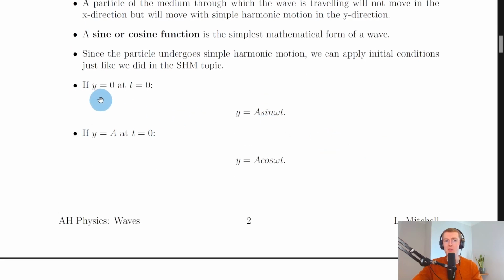So we can say that if y equals 0 at time t equals 0, that is, we have 0 displacement at time t equals 0, then we would use y equals A sine omega t. However, if the displacement y equals the maximum amplitude A at time t equals 0, then we would use y equals A cos omega t. So we would use cosine instead of sine. And again, this was seen in the SHM topic.